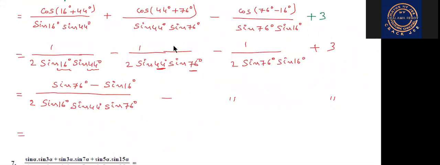Now numerator, observe that the sin C minus sin D formula is there. What is sin C minus sin D? 2 cos C plus D by 2, sin C minus D by 2. 76 minus 16, 60, 60 by 2, 30, sin 30. Cos C plus D by 2: 76 plus 16, 92, 92 by 2, how much, students? 46 degrees.